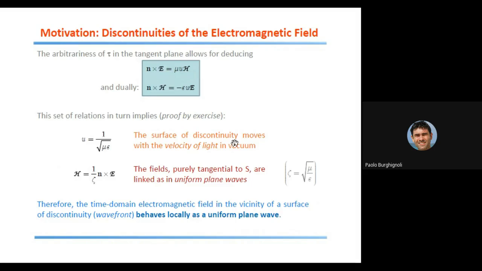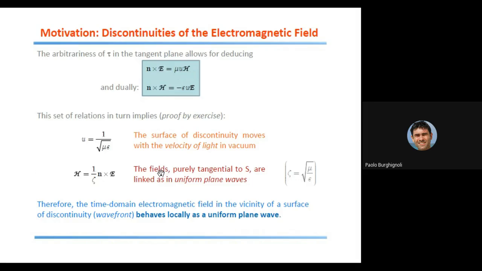But even more, what have we discovered so far? We have discovered that if your electromagnetic field has a surface of discontinuity inside a homogeneous medium, this surface of discontinuity must move. So we have propagation. And how does the surface move? It moves with the velocity of light along any normal direction. But even more, from this set of relations, another consequence is that the magnetic and the electric field are related, like in this equation, H is equal to 1 over zeta n cross E, where zeta is the characteristic impedance of the medium, the square root of the ratio between mu and epsilon.